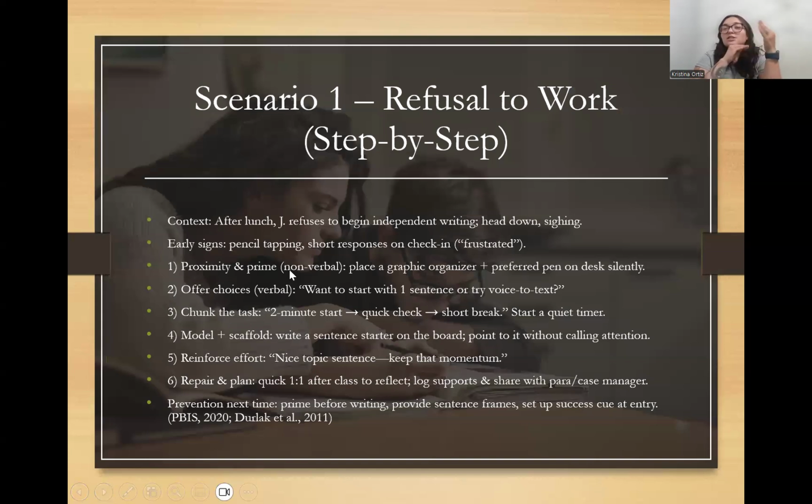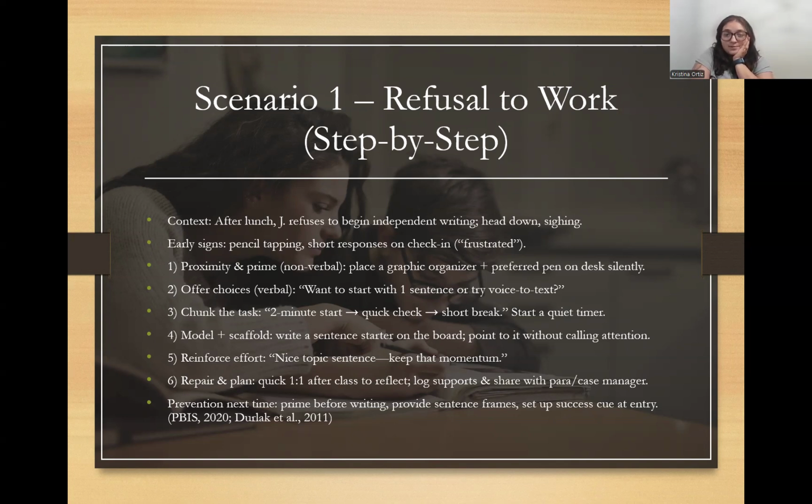All right, so this is just step by step scenarios that we would have to deal with and ways you can handle them. So, context after lunch: J refuses to begin independent writing, head down. Early signs that we notice: pencil tapping, short responses to check-in. So when he's checking in at the door, the teacher asks, "How are you doing?" and he's frustrated. So here is what we can do step by step.